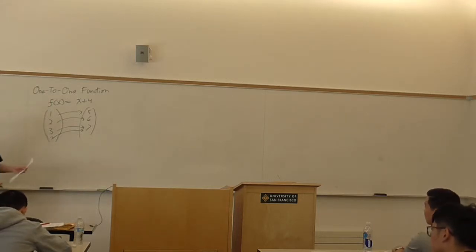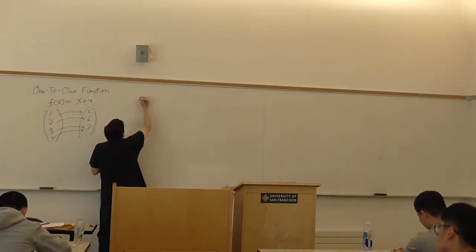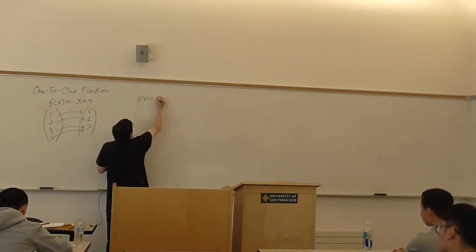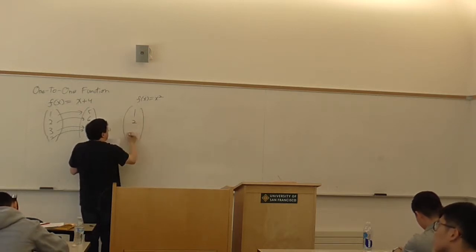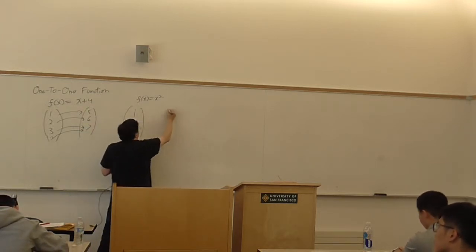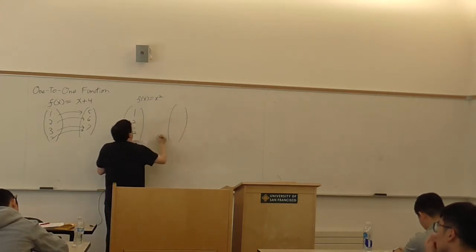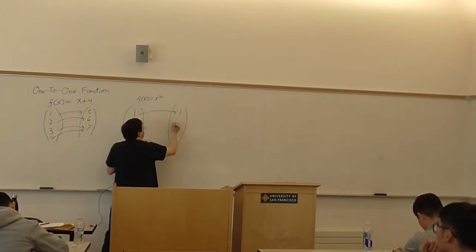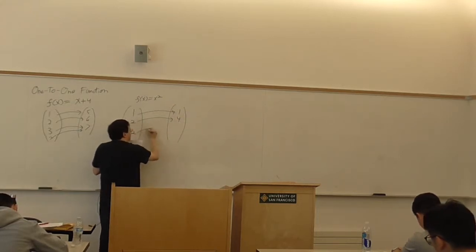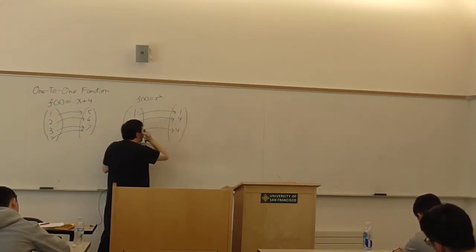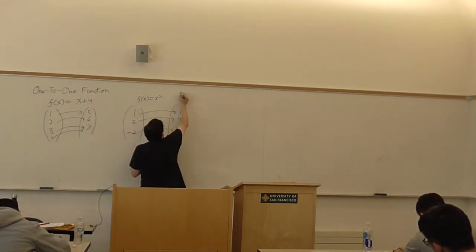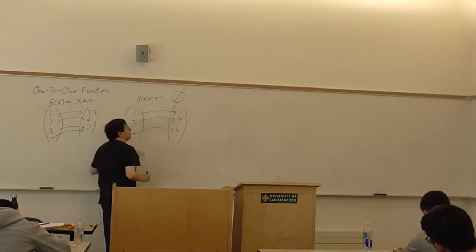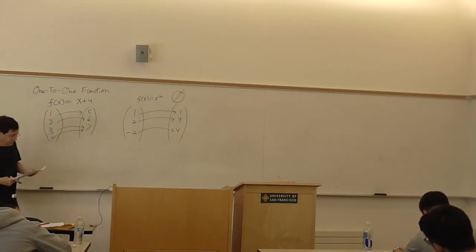Here's a counterexample. Let's take a look just for a second at f of x equals x squared. Well, just going to pick some numbers in the domain. And what happens? Well, 1 goes to 1, that's good. 2 goes to 4. But minus 2 also goes to 4. So this is an example. This is not a one-to-one function.